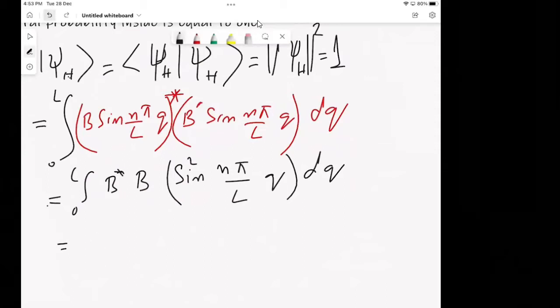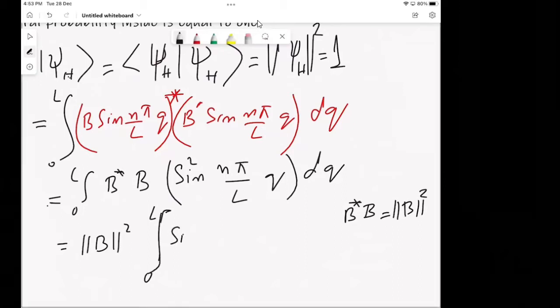It is constant, and we know that b complex conjugate with b, when we multiply it, will be b square. So there will be b square, integration from 0 to L of sine square n pi over L q dq.